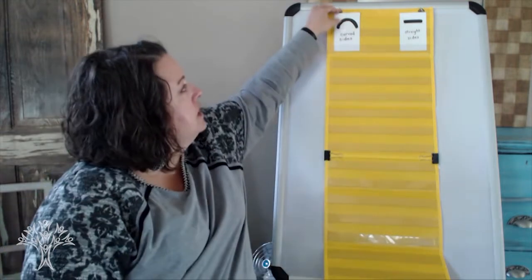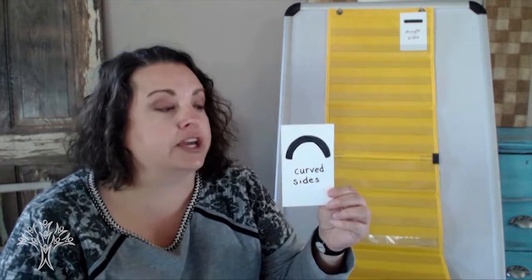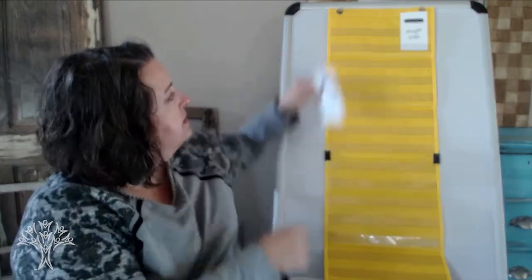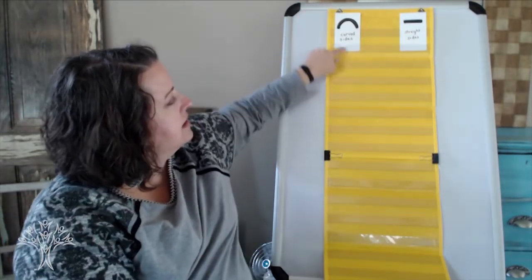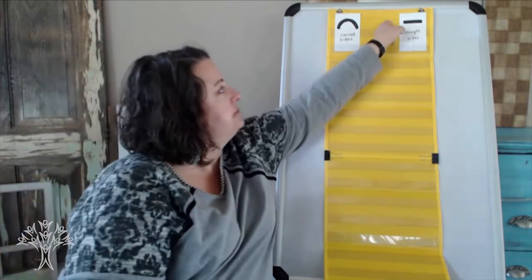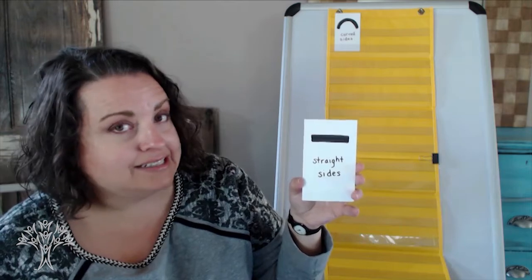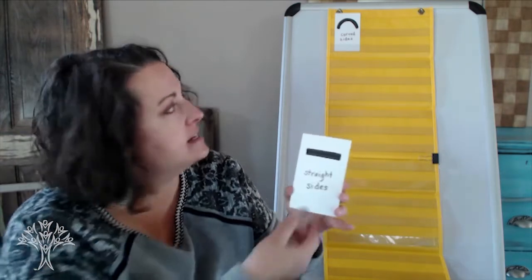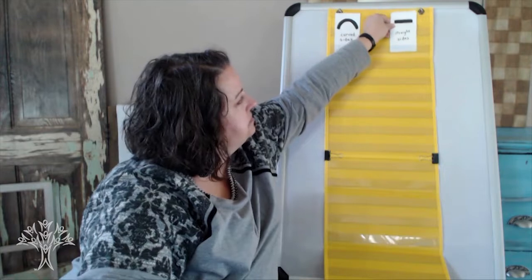Now that we've warmed up and we've talked a little bit about shapes, I thought we would do some shape sorting. Our sort for today, we're going to sort into 2 different categories based on the shape's characteristics. So our first category today is going to be curved sides. So any shape that has a curved side is going to go here in this column. Any shape that has straight sides, not curved, but straight, is going to go in this column.